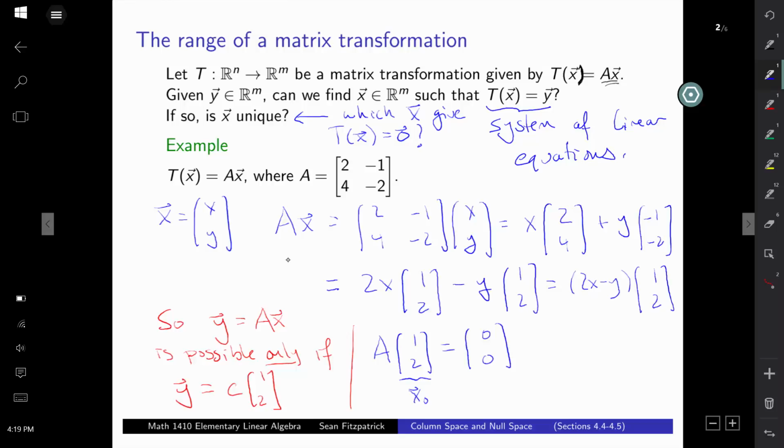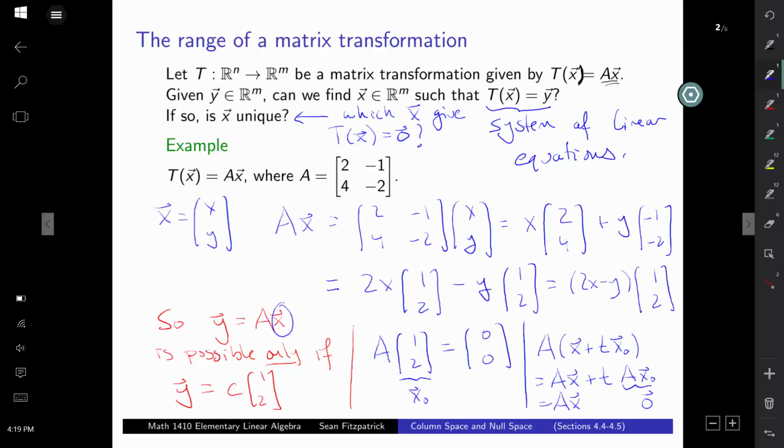So because I have that, what that tells me is if I had any other x, I could add on a scalar multiple of this x sub 0, and that would be equal to A times x plus t times A x sub 0. But this is just the 0 vector, so I get A times x, right? So if I have one solution, one value of x that works here to solve for my y, I actually have infinitely many solutions, because I can augment that particular vector x with any scalar multiple of this vector (1, 2). So I get an infinite number of solutions.